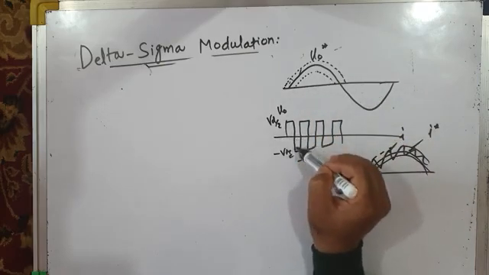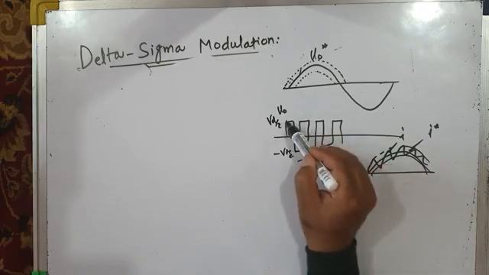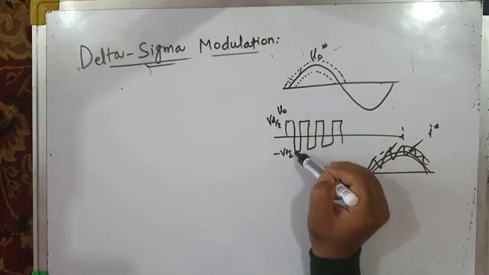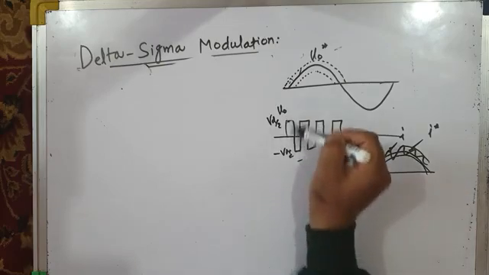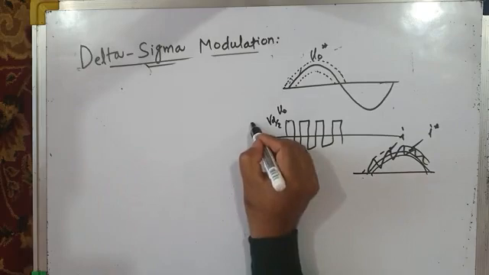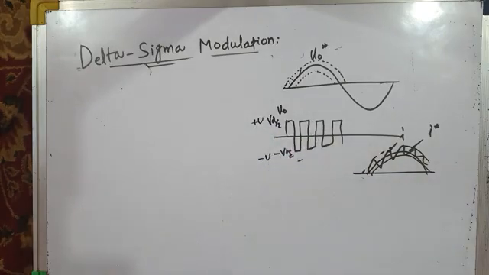But what about your load voltage? Load voltage is a discrete signal, it's not a continuous signal. For some time it is plus VDC by 2, for some time it's minus VDC by 2. It oscillates between plus VDC by 2 and minus VDC by 2, or you can call this plus U and minus U. It oscillates between plus U and minus U.